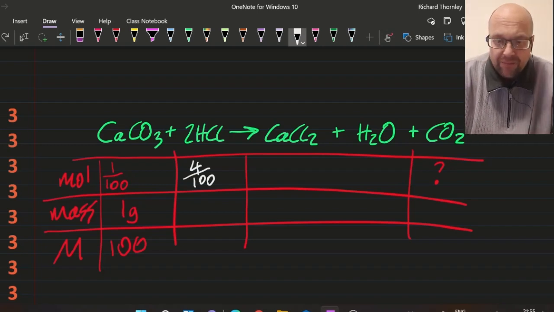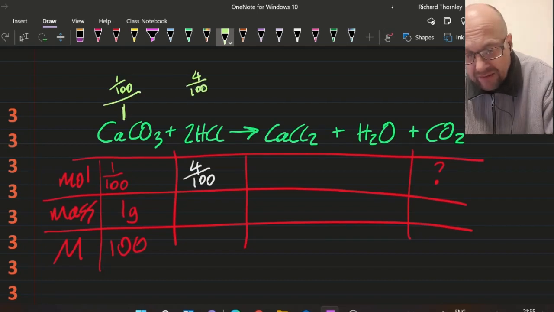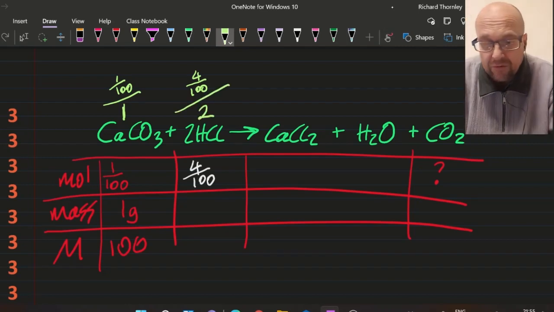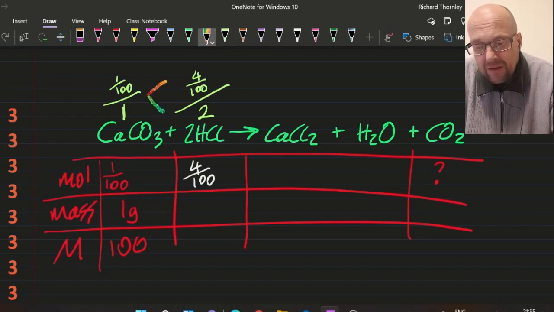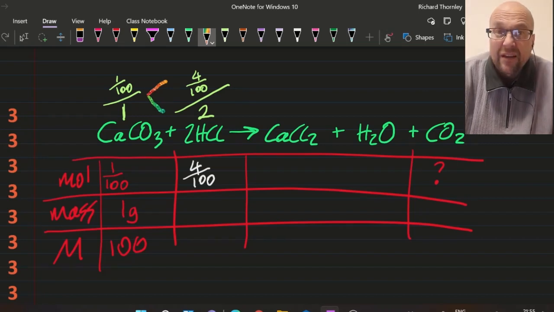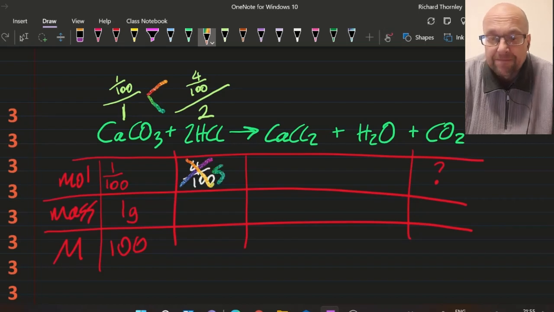So how would you work it out? Well, you can probably see that there's too much hydrochloric acid here, but this is how you do it if the numbers are more confusing. So I would just say 1 over 100 and then 4 over 100 here. Divide that by the coefficient, which is 1, and divide that by the coefficient, which is 2. Lowest is limiting, so whichever's lower is limiting. And so it seems clear to me that the calcium carbonate has a lower number, so that's limiting. That's the one that runs out first. So hydrochloric acid is in excess. There's too much of it.